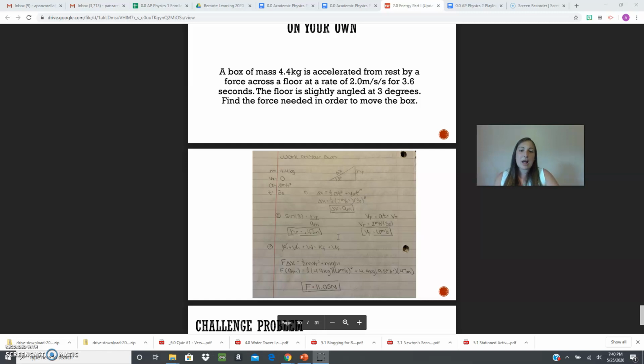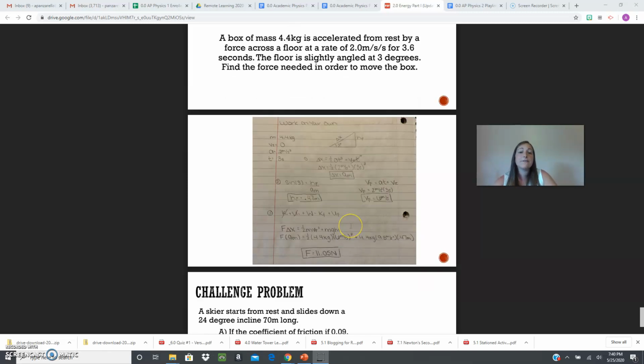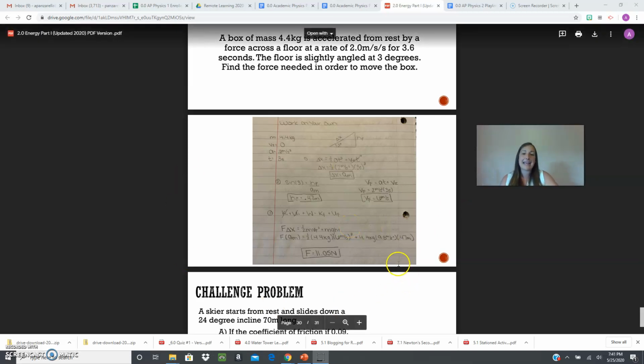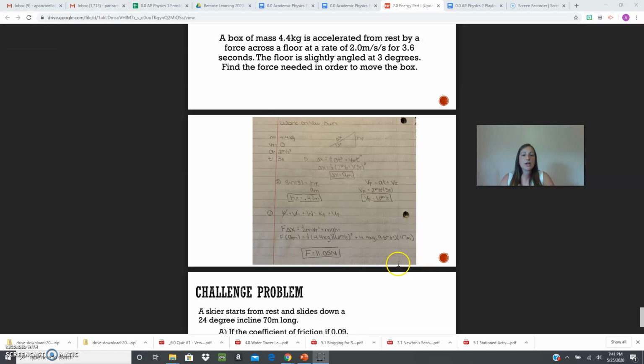And the last problem is on your own. Notice that this problem is going to involve your trig function, kinematics, and energy. So you can try this problem on your own, check your answer, email me if you have any questions.